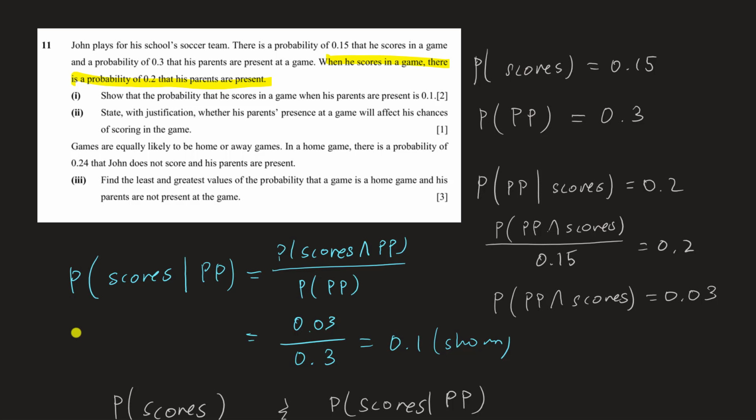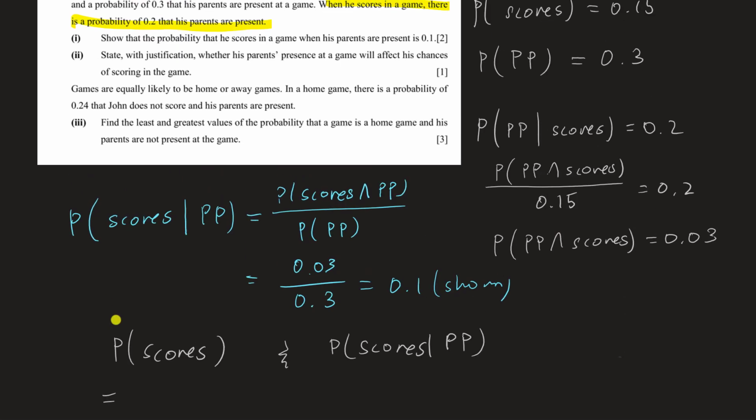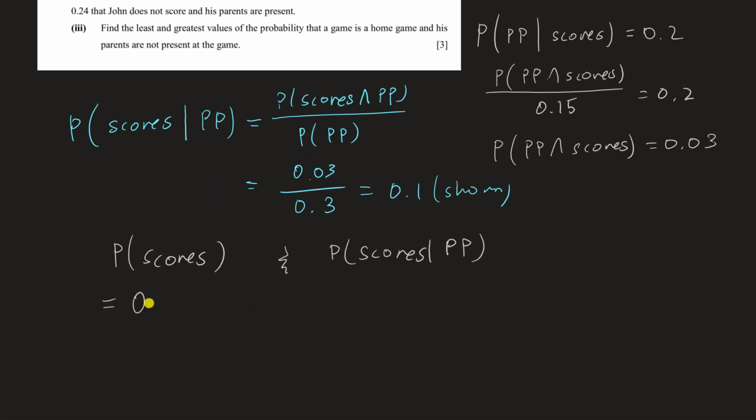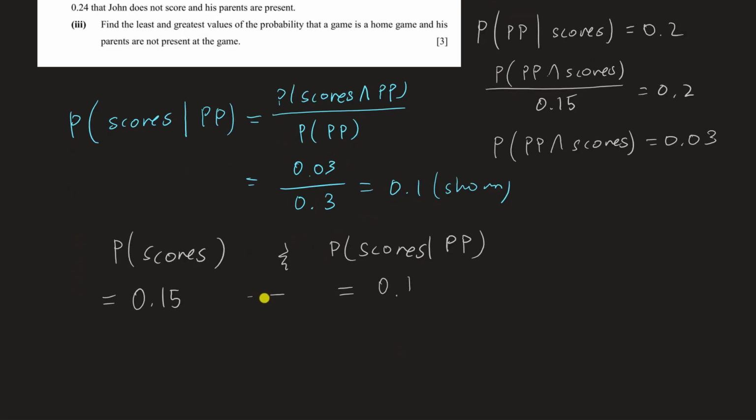In other words, him scoring and parents being there are not independent. Now, if it's independent, what it means is John doesn't care whether his parents are there or not. Whether or not the parents are there would not affect his chance of scoring. That would be independent. To check whether that is true, come to your probability of scoring no matter what. The probability of scoring for him is a flat 0.15. Now, the probability of him scoring given that his parents are there, what we found out is actually 0.1. So there is a disconnect between these two, right?